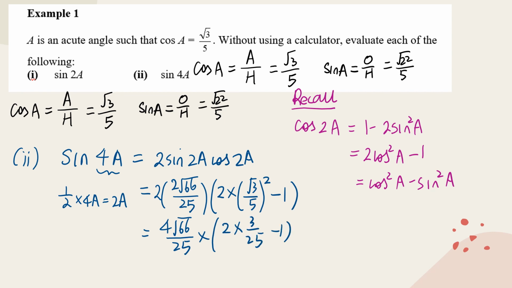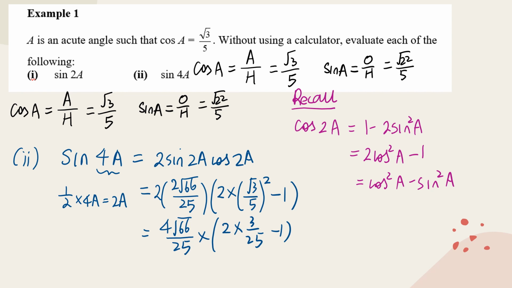Okay, and when you say do not use a calculator, it means you have to show your working, right? You're not expected to get an answer that is in irrational form, right? So you have to leave your answer in surd form. So as a result, you will have to work this out. Square root 3 over 5 times another square root 3 over 5 will give you 3 over 25.